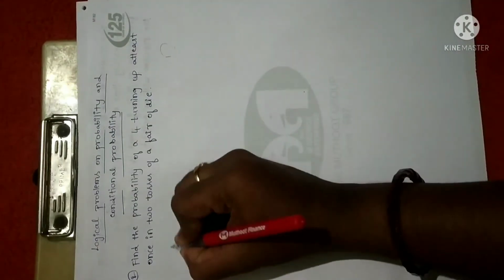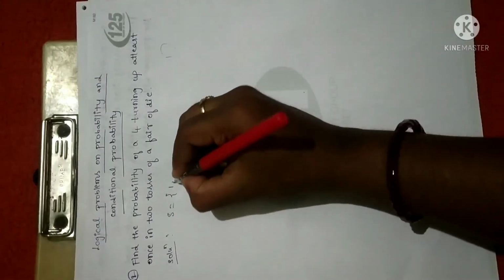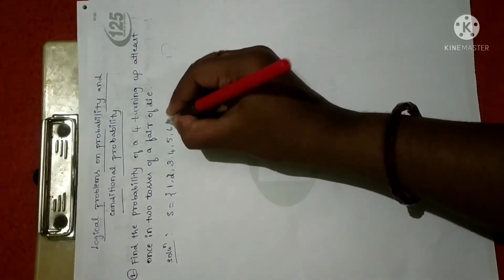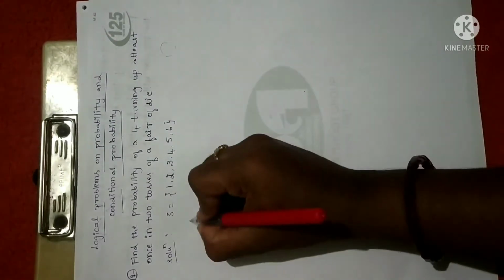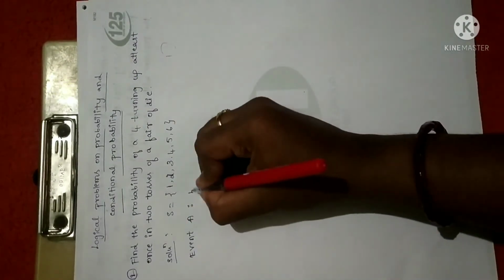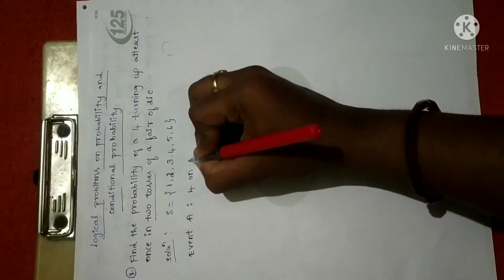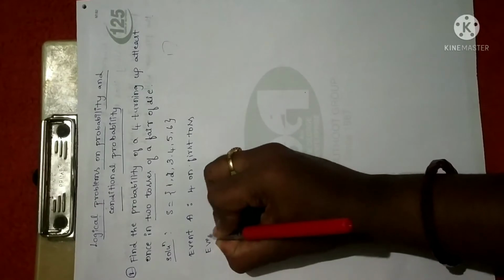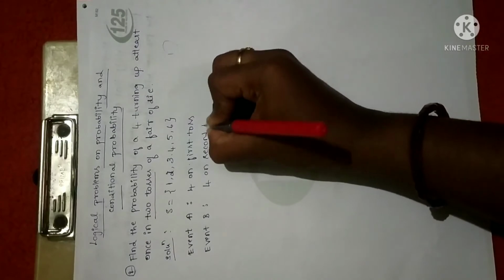Fine. So let me write here. First, let me write the sample space. Sample space in the sense all the possible outcomes. So when you throw a die, the sample space consists of numbers from 1 to 6, right? So it is 1, 2, 3, 4, 5, 6. So the only possibility is you will get any one number among 1 to 6. Right? So let us consider event A as 4 on first toss. Why? Because we are tossing it 2 times, 2 tosses, right? So 4 on first toss. And let me consider event B as 4 on second toss. These may be the cases.